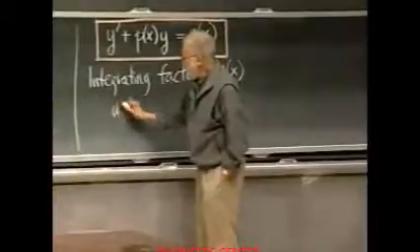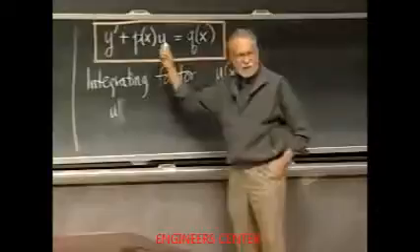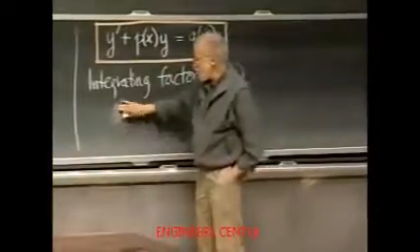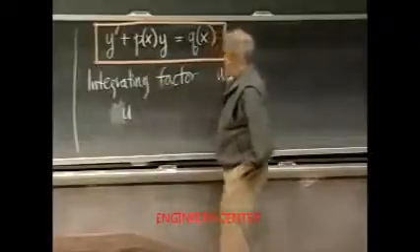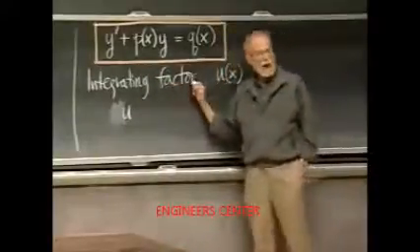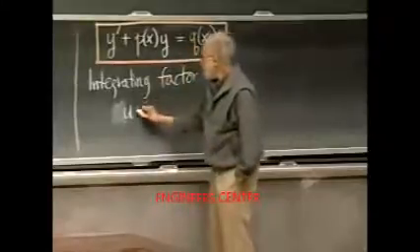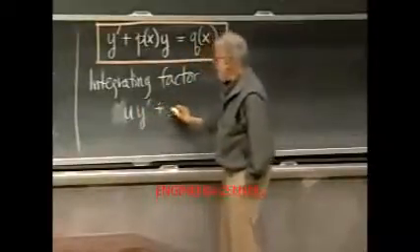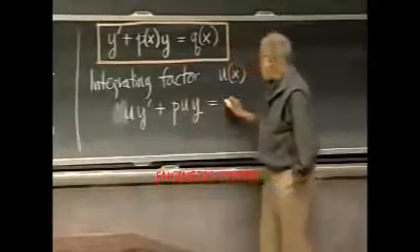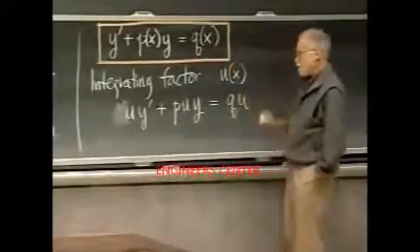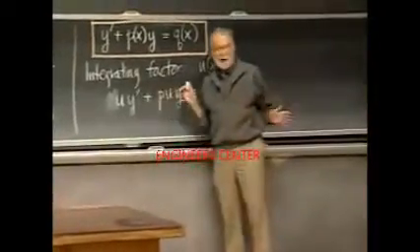I want to multiply, I'm going to drop the x's just so that the thing looks less complicated. So what I want to do is multiply this equation through by u of x. That's why it's called a factor, because you're going to multiply everything through by it. So it's going to look like u y prime plus p u y equals q u. And so far it's just a factor.